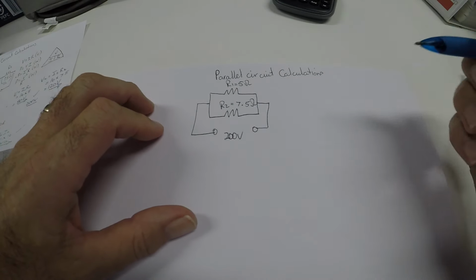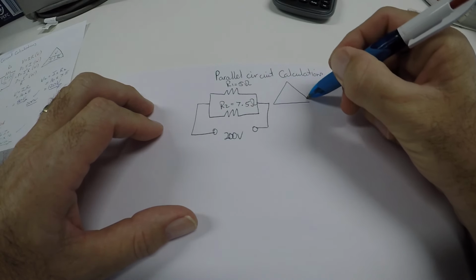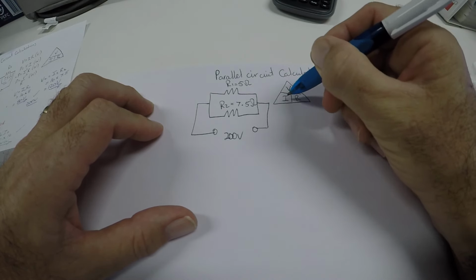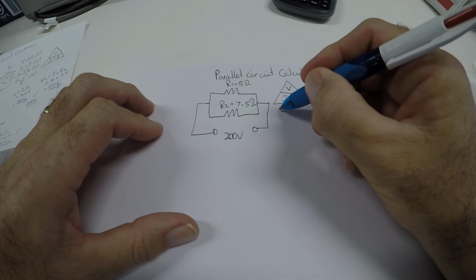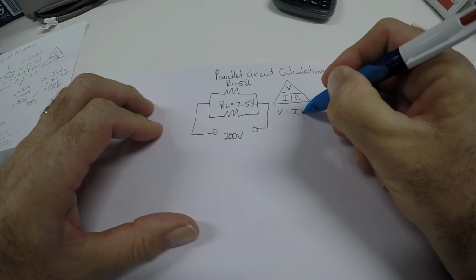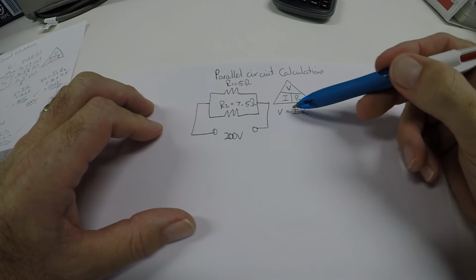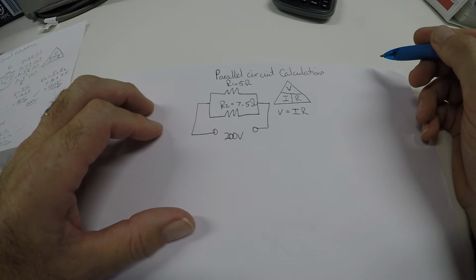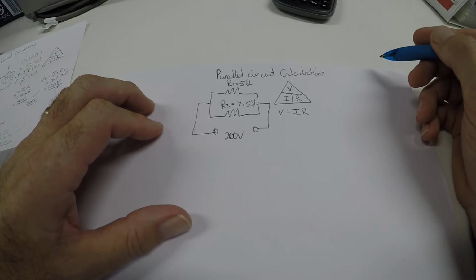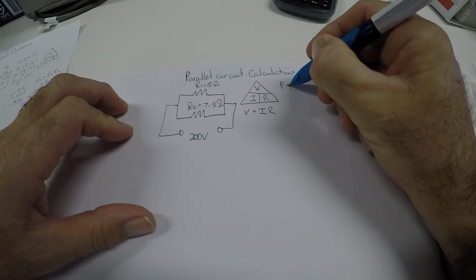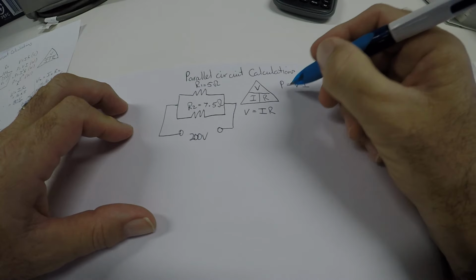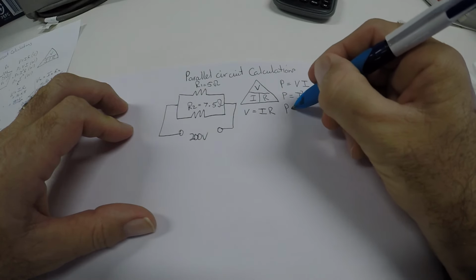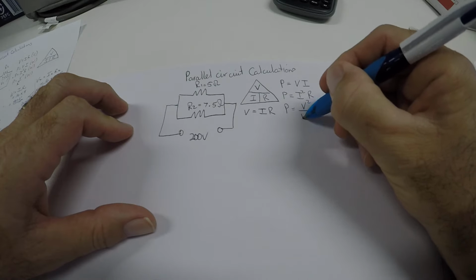Now again, I will put up the formulas. The first one is the triangle, where we've got V, I, R. V is for voltage, I is for current, R is for resistance. Or I can go V equals I times R, and then transpose to get I and R. If you're not sure how to do the transposing, look for my transposing video. For the power formulas, P equals voltage times current, P equals current squared times resistance, or P equals V squared over R.